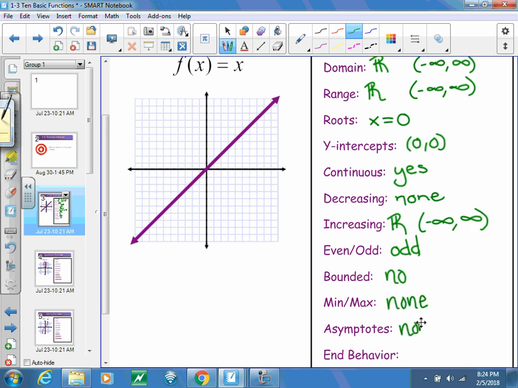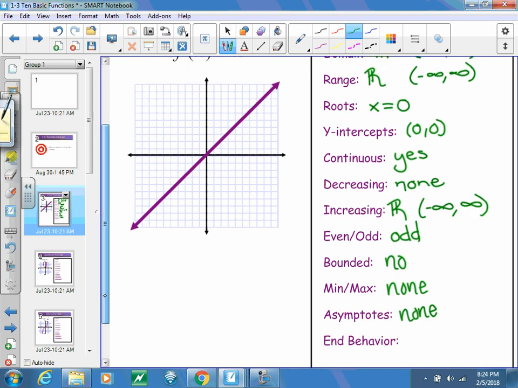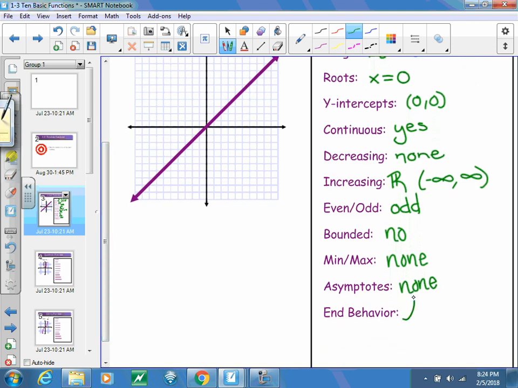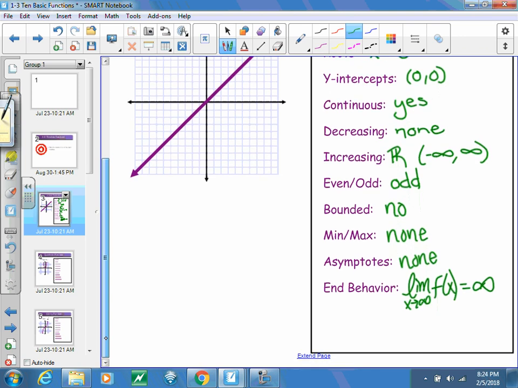There are no asymptotes in this case, which leads us then to our end behavior, which is talking about our limits. So the limit as x goes to positive infinity of f of x, our y value is also going towards positive infinity. So as I go to the right here, it's going up. As I go to the left, my y is decreasing. So my limit as x approaches negative infinity of our function f of x is going to equal negative infinity.